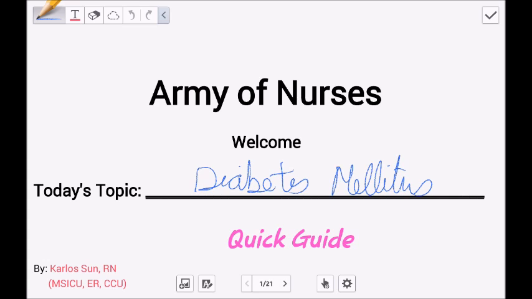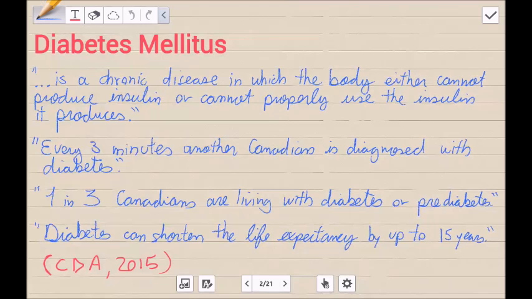In today's topic we will be discussing diabetes mellitus. This is intended to be a guide for nursing students on the subject. First, just a little bit of definition and a little bit of background about diabetes.